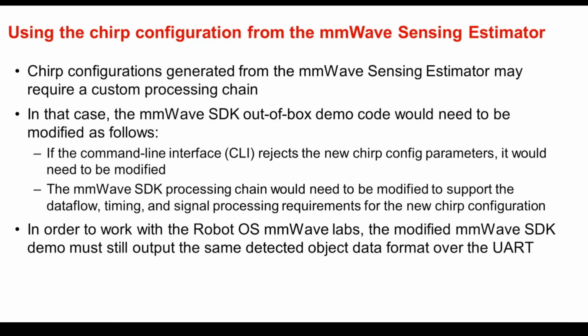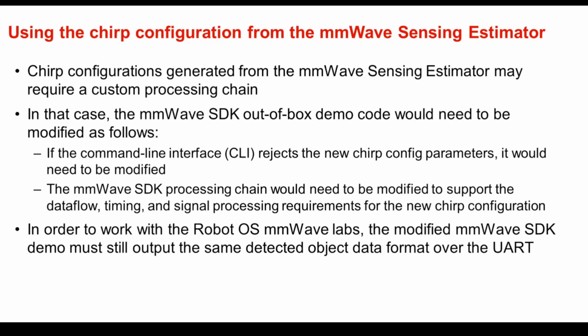Chirp configurations generated from the mmWave Sensing Estimator may require a custom processing chain on the device, and thus may not be able to be used directly by the RobotOS mmWave lab since they rely on the mmWave SDK out-of-box demo. In that case, the mmWave SDK out-of-box demo code would need to be modified. For instance, if the command line interface, or CLI, rejects the new chirp config parameters, it would need to be modified to accept them, or the new chirp config parameters could be provided directly to the mmWave SDK device configuration API calls in the code.